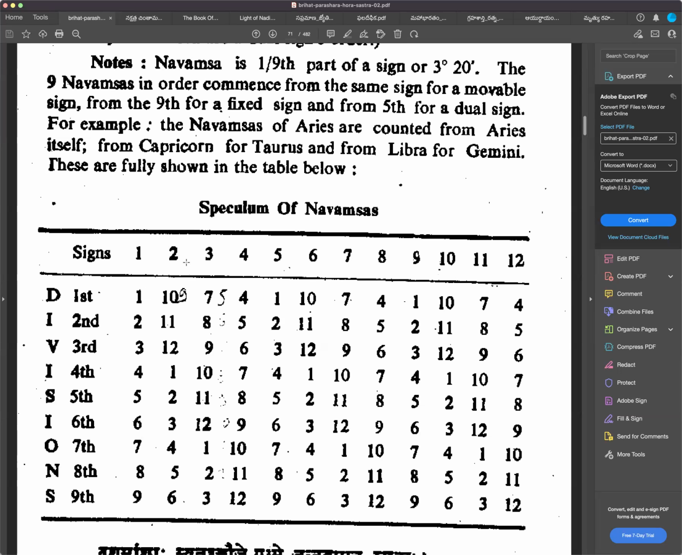All fire signs, the 1st, 5th, and 9th signs, start from Aries. Earthy signs start from Capricorn. So for any Navamsa out of the 9, you can easily work out which sign it is and where it is starting from.